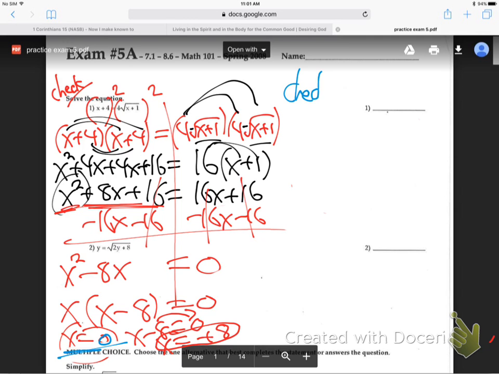So let's check them. Check x equals 0. So how do we check? Remember, you always check with the original. And you can just use your calculator. You with me? So there's the original. Whenever you check, you just write down the original and plug in the answer that you got.